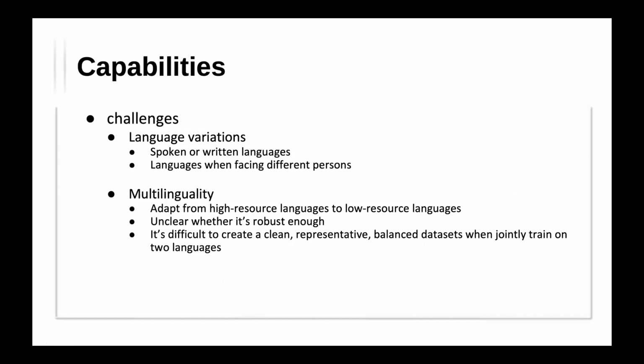The first part is language variations. That means, first, even for a single human, the spoken and written language could be very different for the same meaning. And also the language when facing different persons is different. For example, when you are talking to your parents, your child, your friends, or even your boss, the language should be very different. And currently, I think the models haven't had good abilities to handle those variations. And the second challenge is the multilinguality issue.